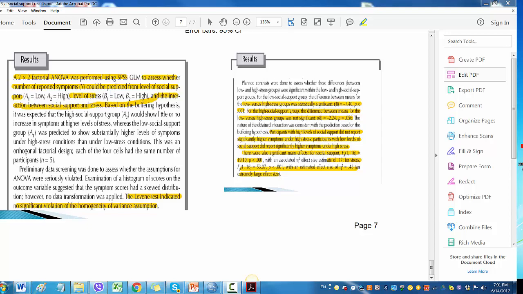This is a part of the sample of how the results are written in APA format. The source comes from Rebecca Warner 2013, Applied Statistics: From Bivariate Through Multivariate Techniques, SAGE Publications, 2nd edition.